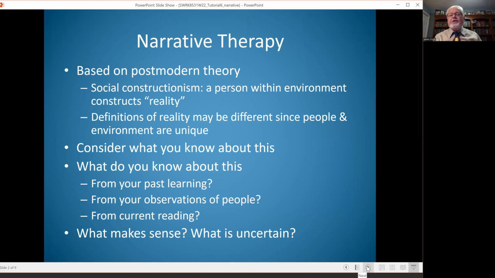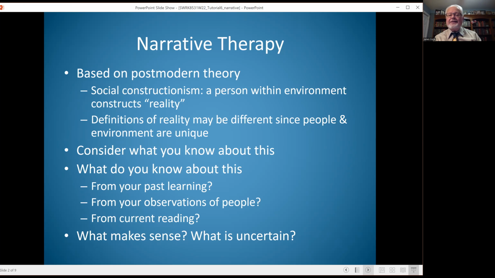Like solution-focused therapy, narrative therapy is also based upon postmodern theory, but specifically it's based on social constructionism, which proposes that a person within their environment constructs the reality, their way of seeing the world. So definitions of reality may be very different since people and environments are unique. And the way that people see their world is going to influence the reality that they see about the event that they are coming in to talk about.